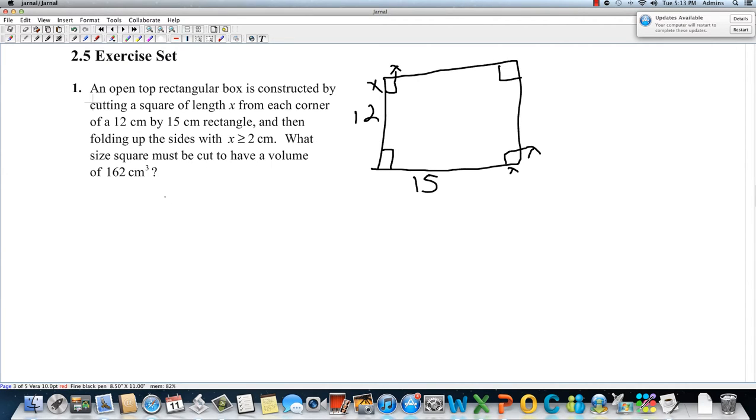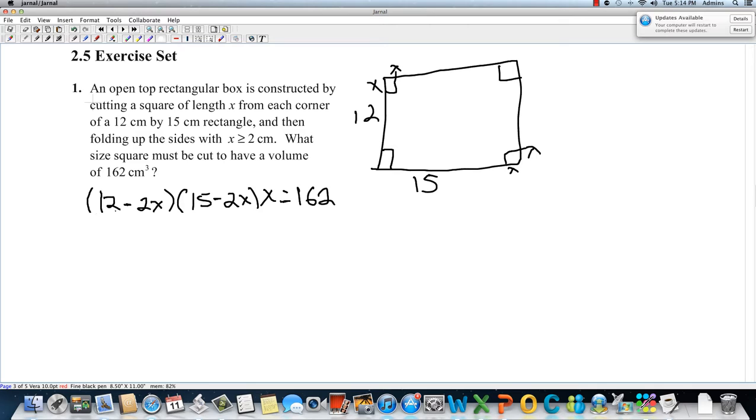So we're going to want to start off with finding an equation to get the volume that's given to us of 162 centimeters cubed. We do that by multiplying the sides together, so it's 12, and we're also cutting out two sides of x from each length, so minus 2x, multiplied by 15, also minus 2x. All of this multiplied by x, and this equals the volume of 162.